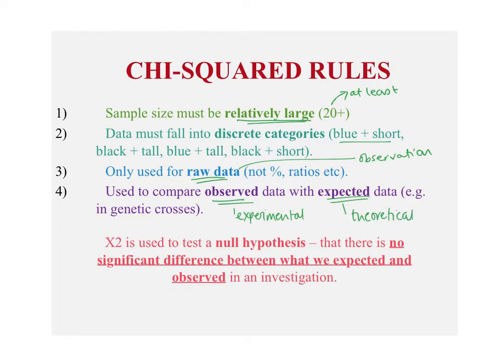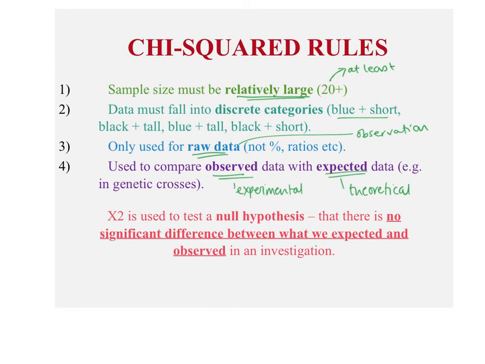And this is how it links into genetic crosses. We'll take a look at that in a little bit more detail in a bit. Now, the final thing that we need to be really confident in doing is writing a null hypothesis, because this is the bit that generally starts off a really good 6-mark answer for the chi-squared test exam questions.